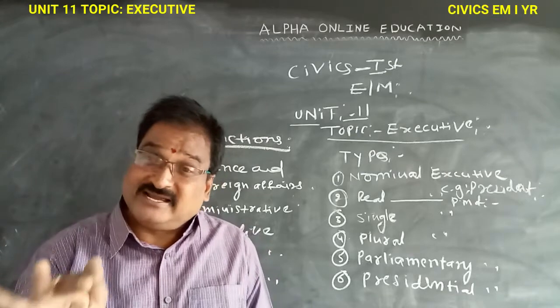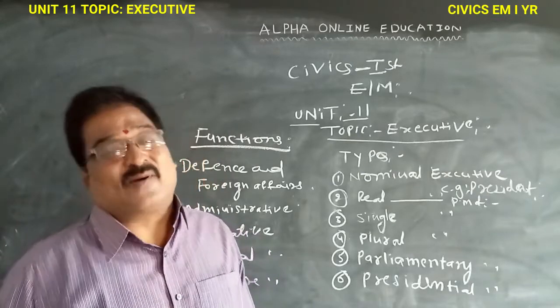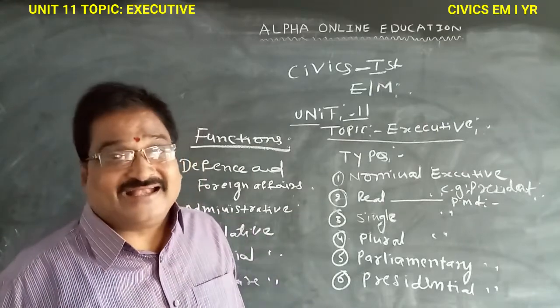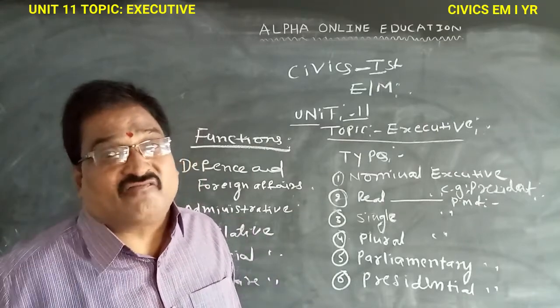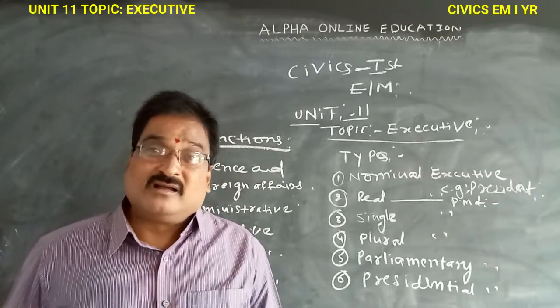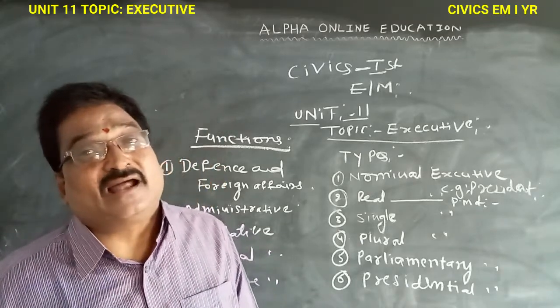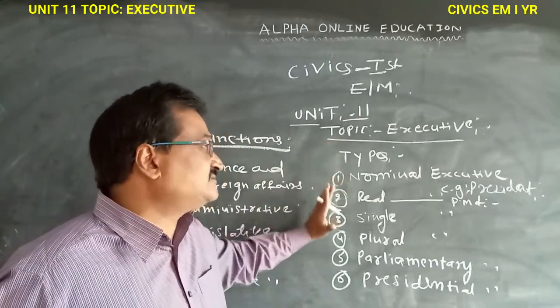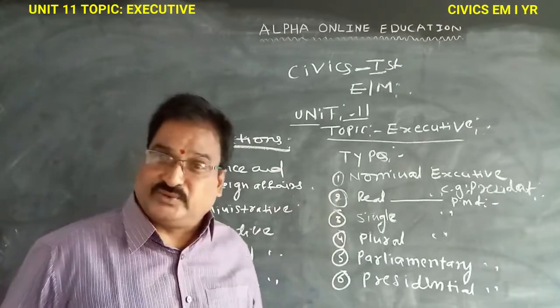In our parliamentary system, the parliamentary system of India is taken from Britain. The title of the British Parliament is the Mother of Parliament. What is the title of the British Parliament? The Mother of Parliament is the British Parliament. So these are all the types and kinds of executive.